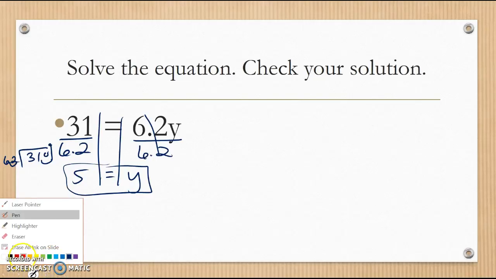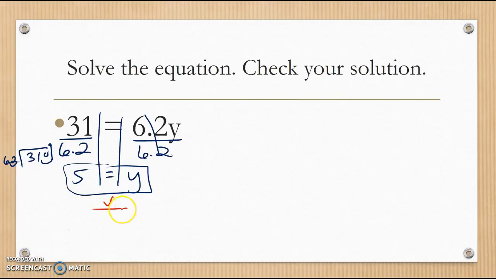Now, to make sure that that is correct, we're going to do our check step. And we're going to plug this in. 31 equals 6.2 multiplied by 5. Again, take the extra second or two and really check your math. You don't want to make a silly mistake. So we do get 31. So we know we are correct.